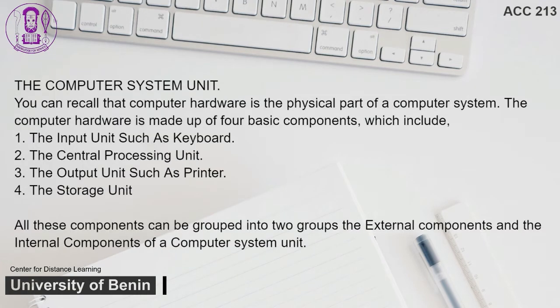The computer system unit. You can recall that computer hardware is the physical part of a computer system. The computer hardware is made up of four basic components, which include: 1. The input unit, such as keyboard. 2. The central processing unit. 3. The output unit, such as printer. 4. The storage unit. All these components can be grouped into two groups: the external components and the internal components of a computer system unit.